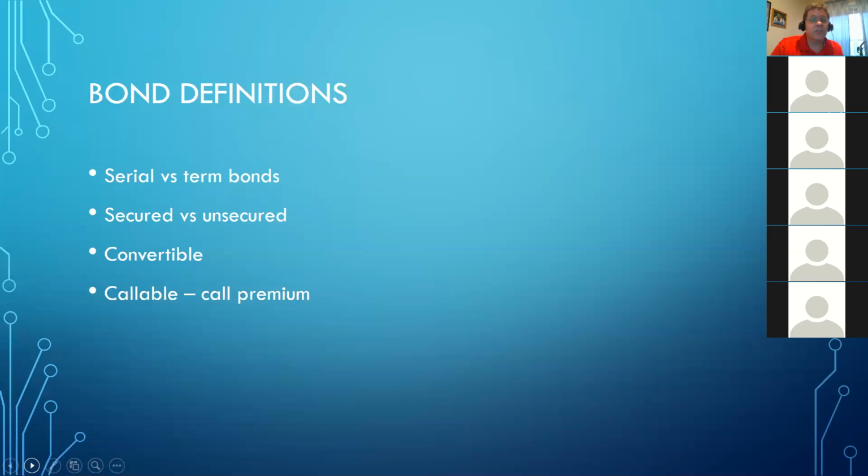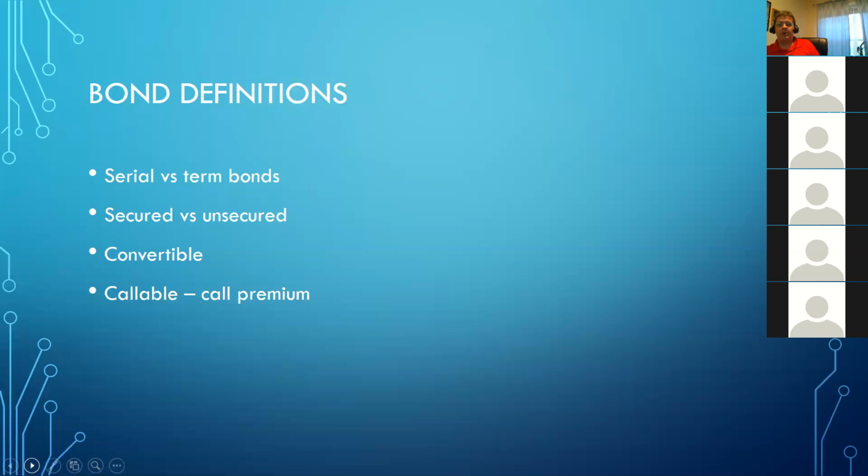Secured versus unsecured. If you think about the difference in your life between a credit card, which is unsecured, and your car loan, what happens if you don't pay your car loan? They repossess your car. That's a secured loan. That means there is collateral that they can come and get if you don't pay.